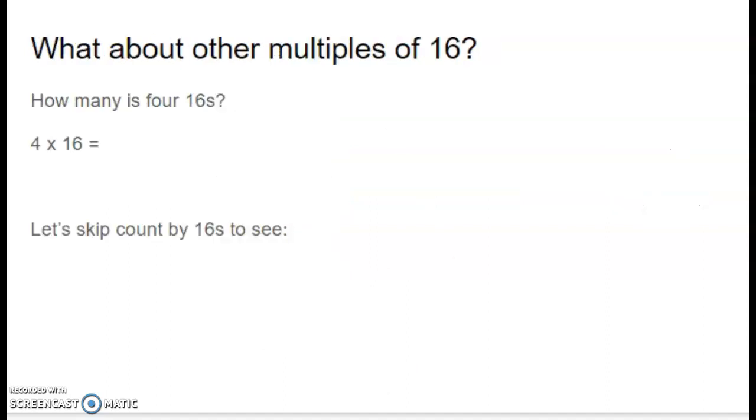So what about all the other multiples of 16? For example, how many is 4 16s? And do you think all of the factors of 16 could also be the factors of 64? Well, let's see. Let's try skip counting by 16s to see how many is 4 16s. Here we go.